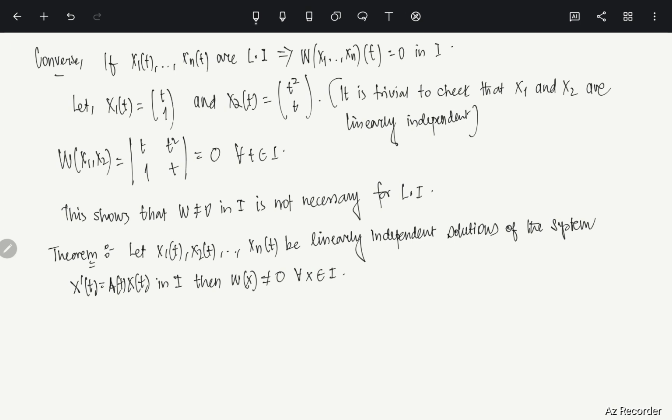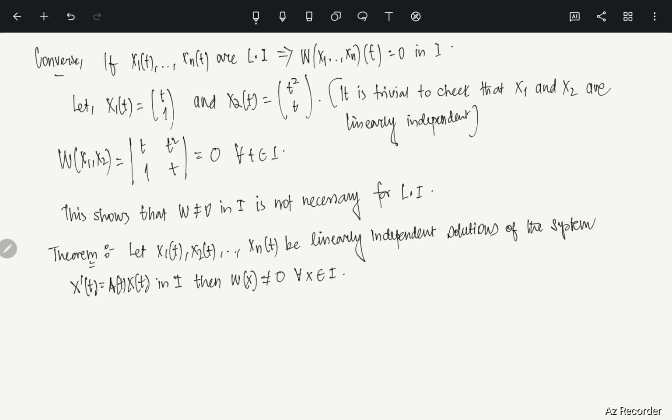See, what I am trying to say is this: the Wronskian being non-zero is not a necessary condition for linear independence in general. In the example which we just saw, they are linearly independent, but the Wronskian is not non-zero; the Wronskian can be 0. So essentially what this theorem says is that if they are not any functions but linearly independent solutions of some system, then there is a guarantee that the Wronskian is non-zero.